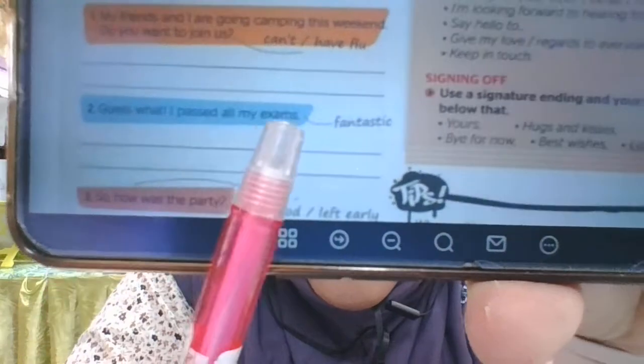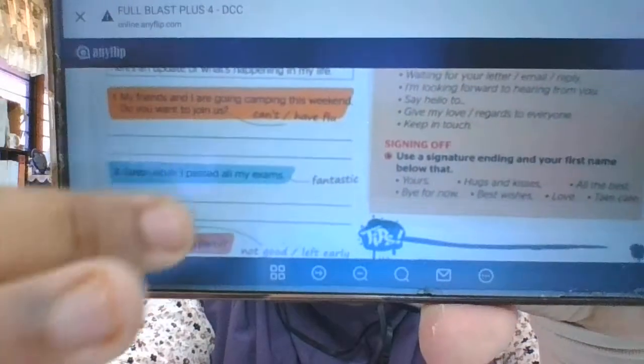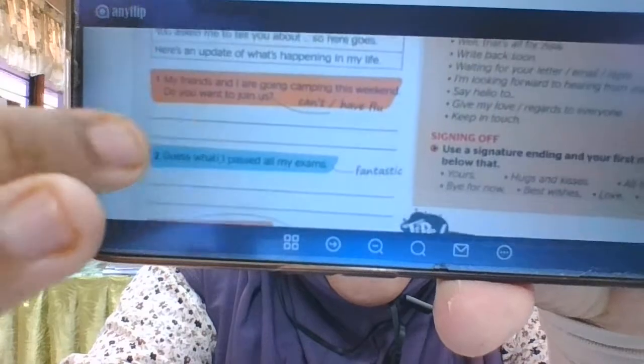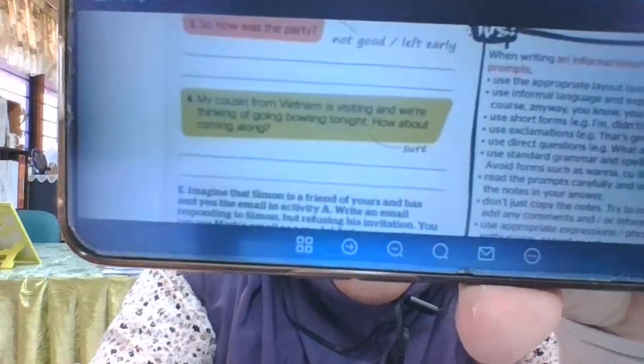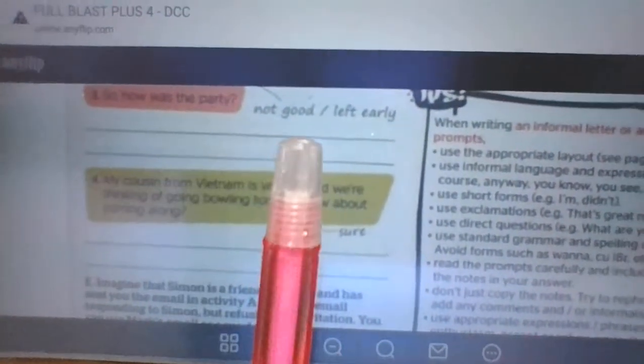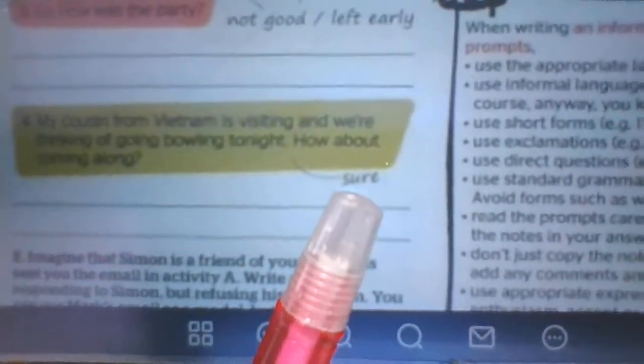1. 2. This is the reply. Fantastic. How you want to reply? Use the phrases above here. Okay. And then look at number 3. Situation number 3 and situation number 4. So from here, not good. What is this? Not good. Left early. Okay, tak bagus. Left early. Keluar awal. The next one, number 4. What is this? Sure. This is the prompt. Sure. Right.